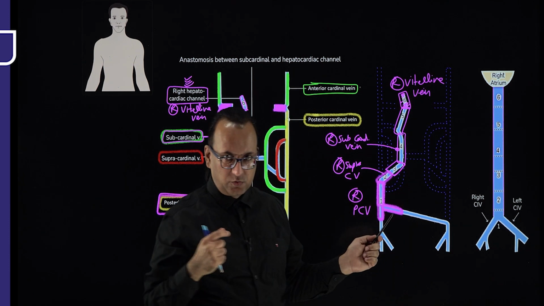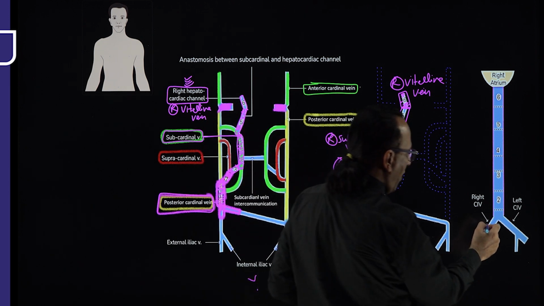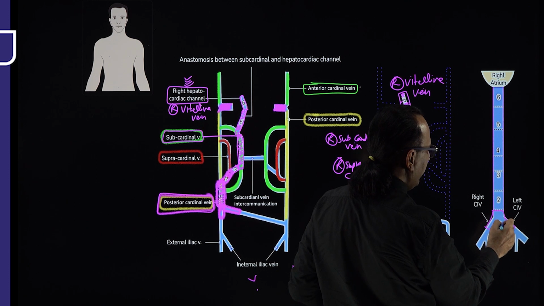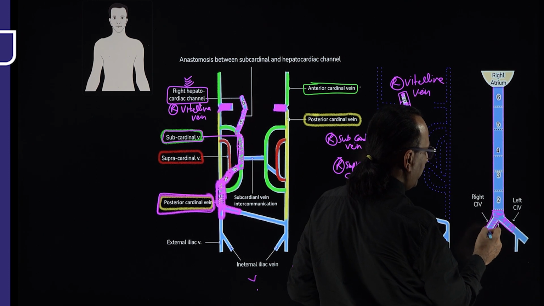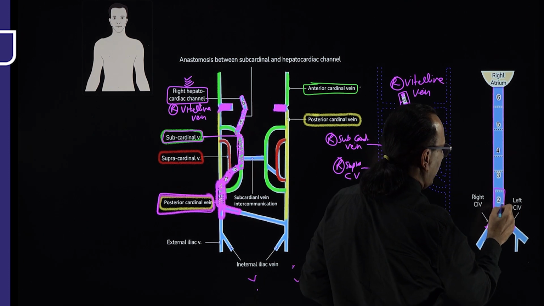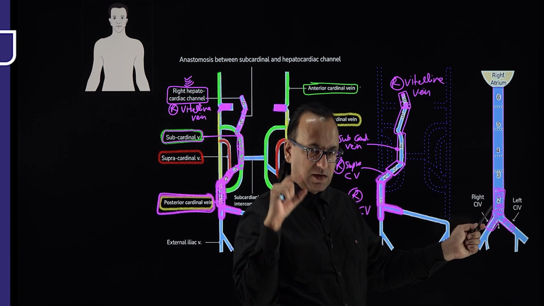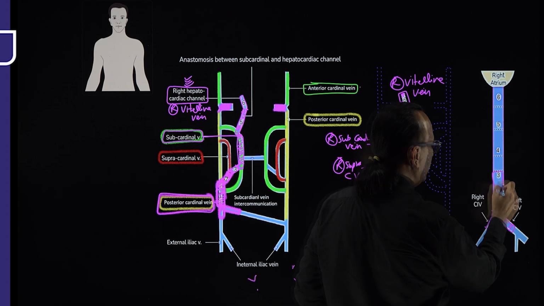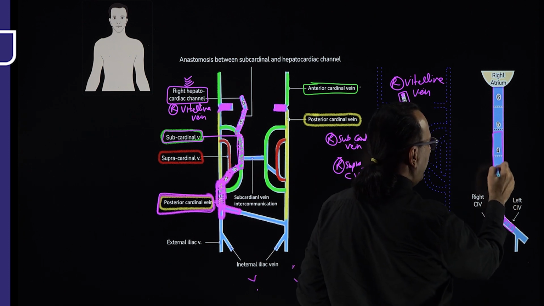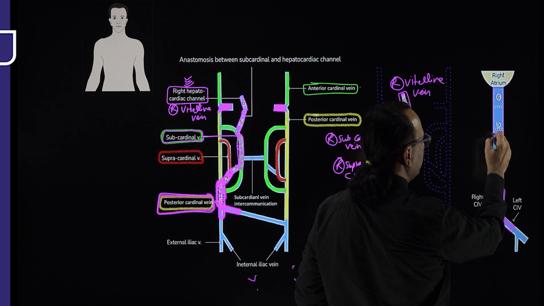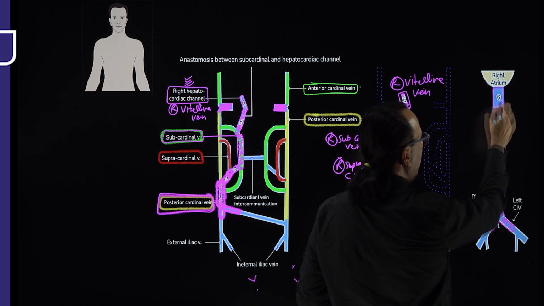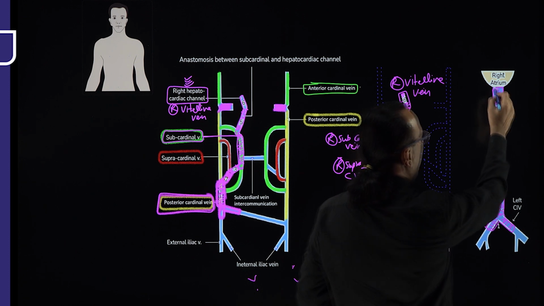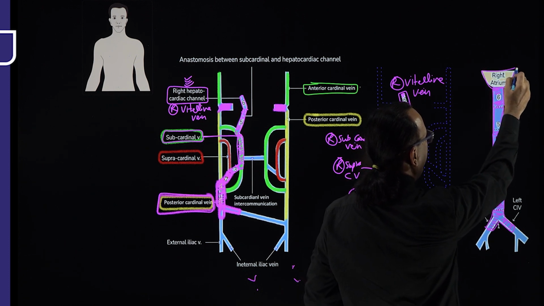And eventually, as you see, the common iliac vein, the right and left side, or the beginning of the inferior vena cava, is formed by the posterior cardinal vein. After that, we have the supracardinal vein. Then we have an anastomosis between supracardinal and subcardinal. This is the anastomosis region. And then we have the subcardinal vein. Then again, there is an anastomosis of the subcardinal with the right-sided Vitelline vein, the hepatocardiac portion of the inferior vena cava, draining itself into the right atrium.